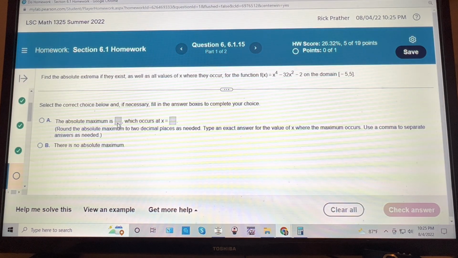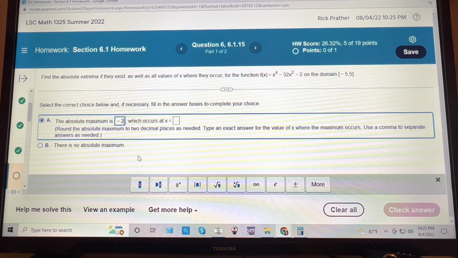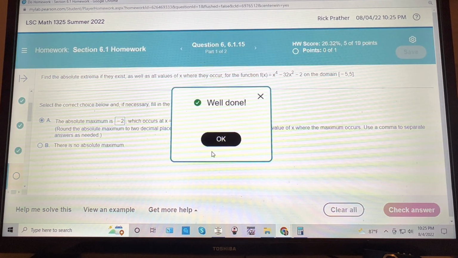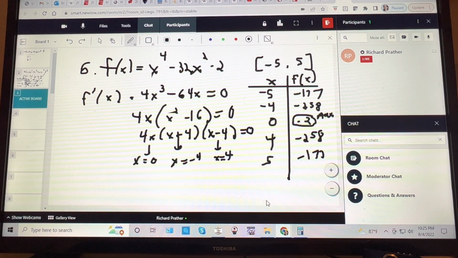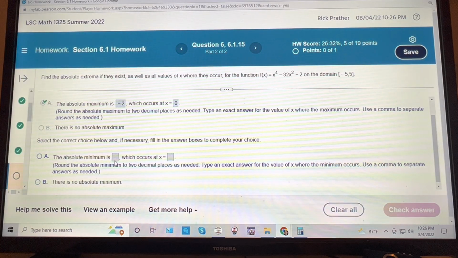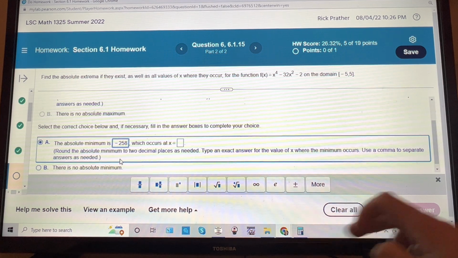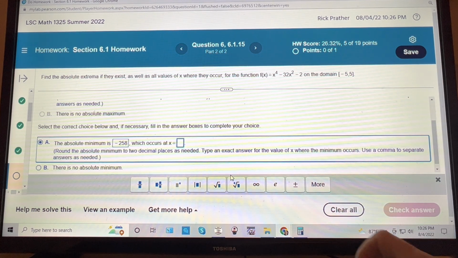There's an absolute maximum value of -2. The graph will never get higher than -2, and it occurs at 0. And then there's only one absolute minimum value. It's -258. That's one answer, even though it repeated. But the x's are what are repeating, -4 and 4. It happened at both of those. So the minimum value is -258, which is unique. But then what's not unique are the 2 x values that made it happen.